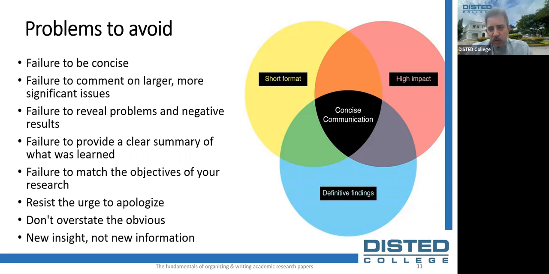Don't overstate the obvious. Avoid phrases like in conclusion, in summary, in closing. You don't have to say that in the conclusion chapter, it's understood. Normally you use these phrases when you're speaking orally or you're doing a presentation. But when you're writing, you don't have to say that. Readers can see by the heading that this is the conclusion section. So you don't have to say the obvious when you're writing this section of the paper.